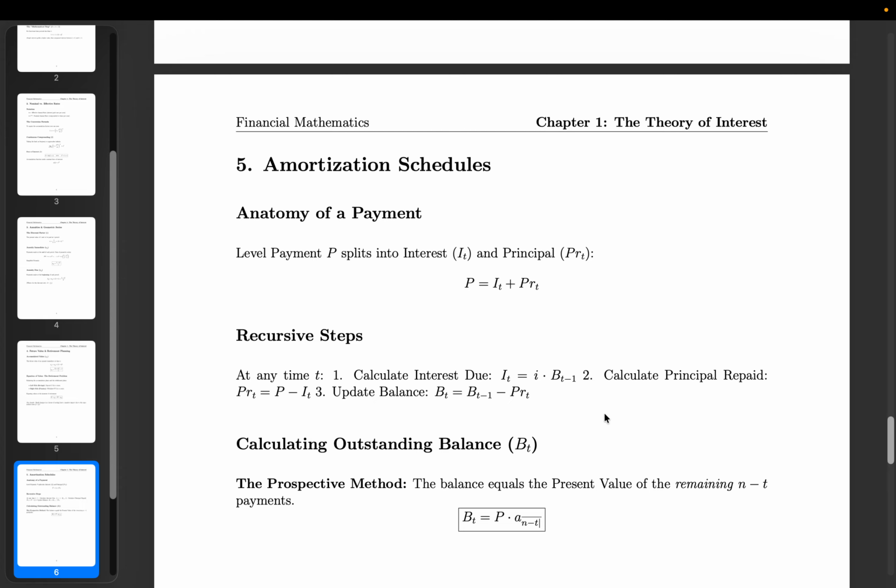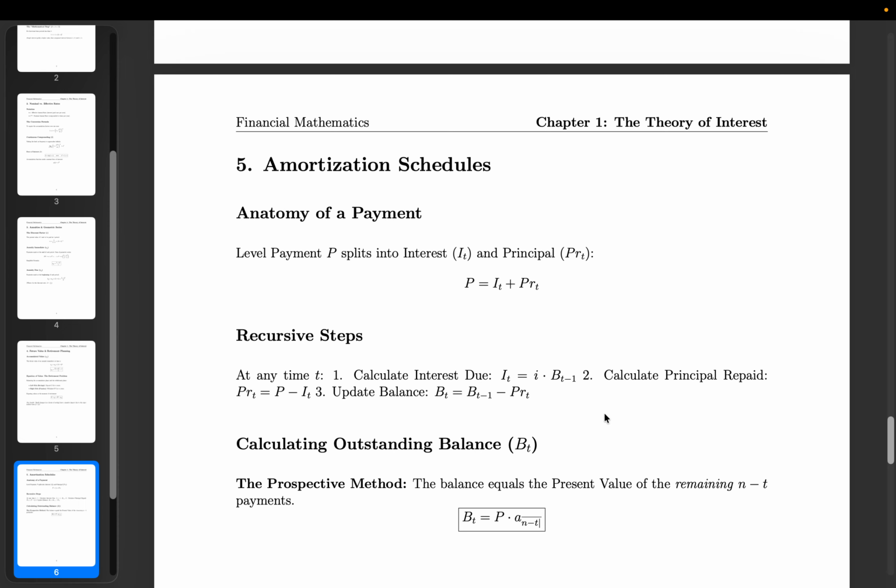If you have a car loan or a house mortgage, this section explains why your balance drops so slowly at the beginning. When you make a level payment P on a loan, that money is split into two buckets: interest payment, or I_t. This is the money you throw away. It's the rent you pay to the bank for using the money. Principal payment, or PR_t. This is the money that actually lowers your debt.